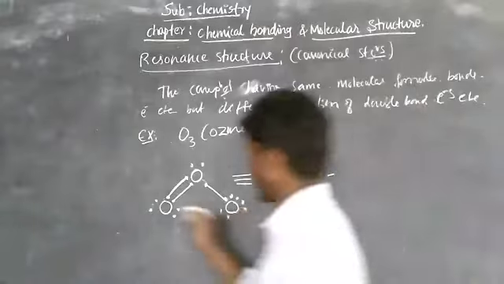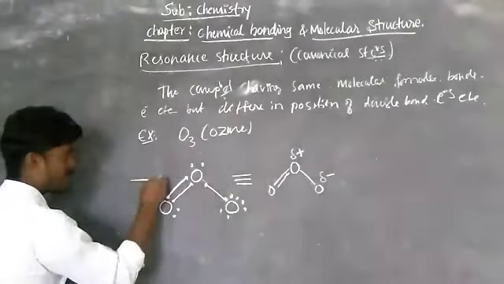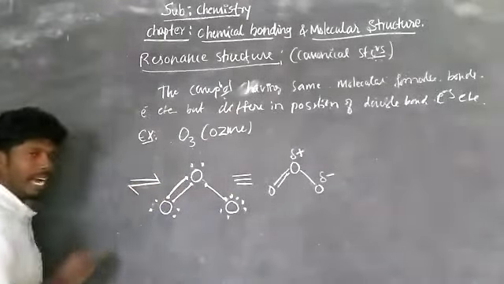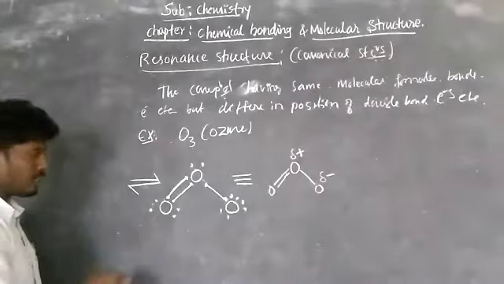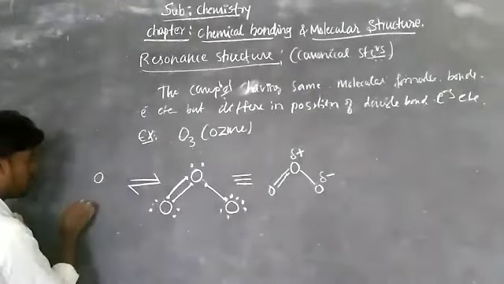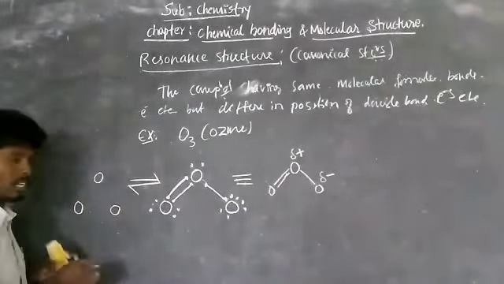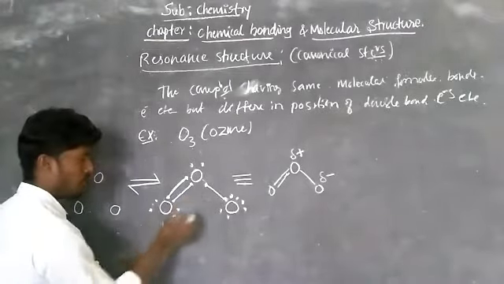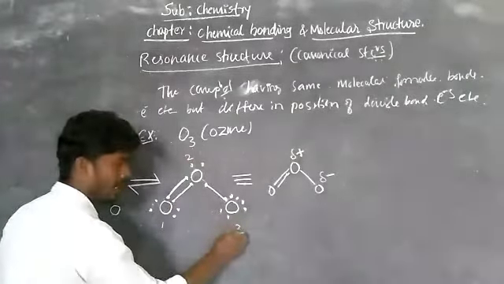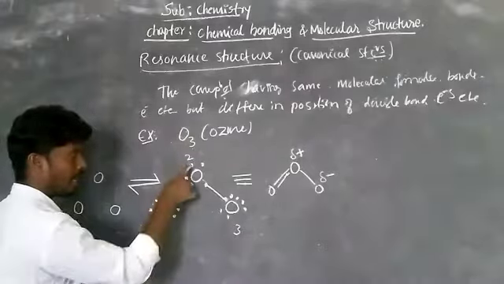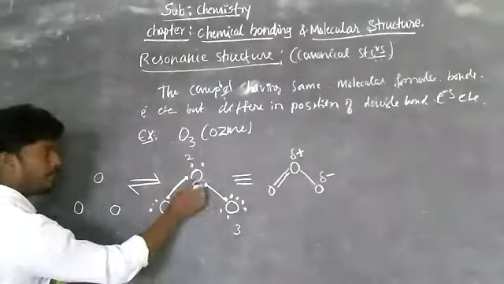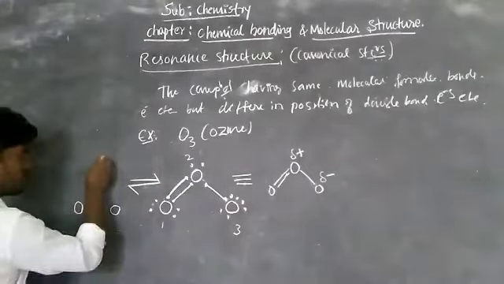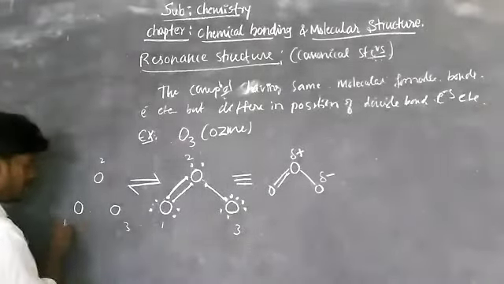Now, observe its resonance structure. I am writing its resonance structure. This is the double-headed arrow. It indicates resonance structure. Similarly, write oxygen, oxygen, oxygen, 3 oxygens. Now, let us assume this is oxygen 1, oxygen 2, and 3. Between oxygen 1 and 2, there is a double bond. Now, write between 2 and 3. This is the second oxygen, third oxygen, and first oxygen.